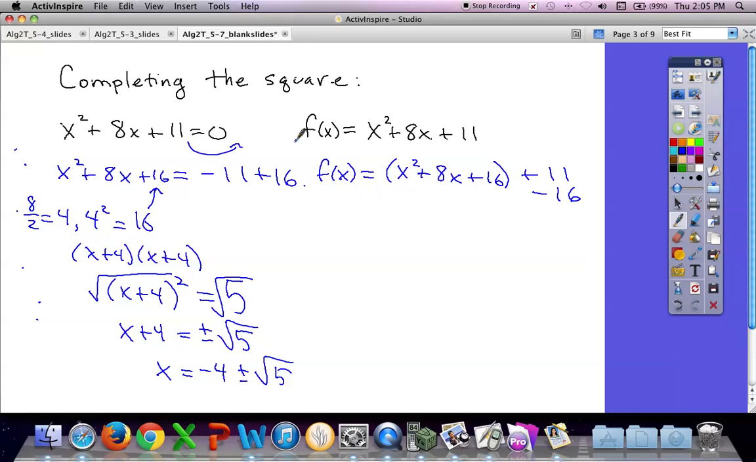Okay. We don't want to have a plus 16 over here because we need it solved for f of x. So if we add it here, we have to subtract it there anyway. So now this is f of x equals x plus 4 squared, and 11 minus 16 now is 5.